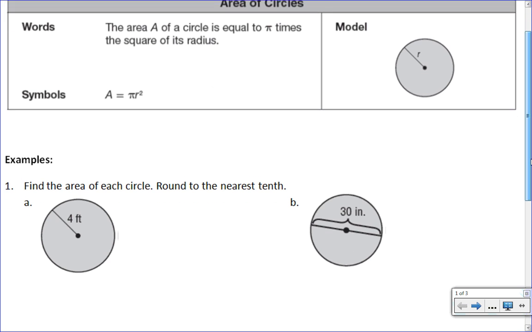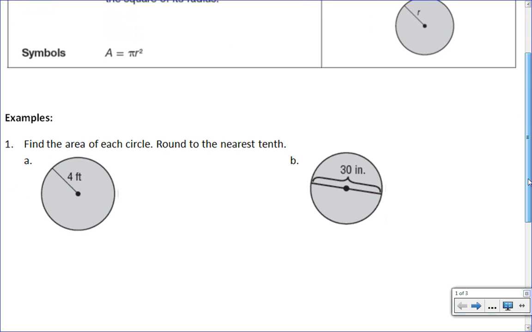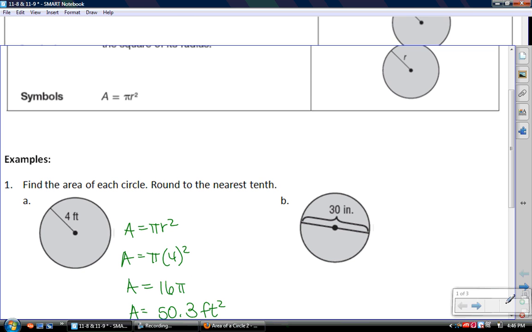So let's go ahead and see how we use this. So for example 1, find the area of each circle, round to the nearest tenth. Okay, so the formula is A equals pi r squared. And here we have the radius is 4, so we'll just replace the r with 4. So 4 squared is 16, so that's 16 pi. And when we multiply that using the pi button on the calculator to the nearest tenth, that's about 50.3 square feet.